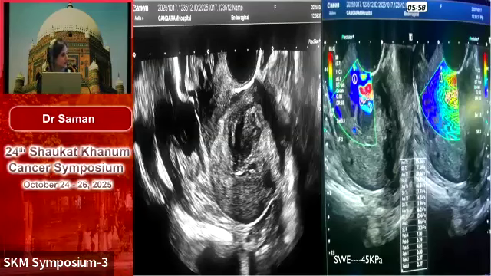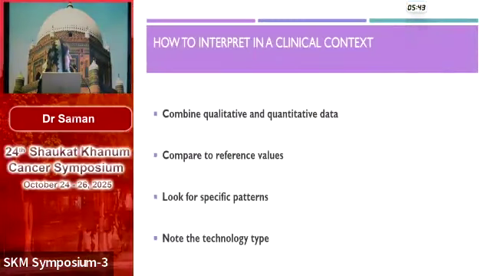So we get some idea of what kind of pathology is going on, although these are the typical cases I've shown you. But most of the time we come across cases, especially with endometrial thickening, that we cannot clearly say based on the morphology alone what is going on, as most of these patients are presenting with PV bleeding. So in the clinical context, we cannot just rely on strain wave or shear wave elastography findings. We have to interpret our B-scale images, the routine transvaginal ultrasounds. We have to compare to the reference values, look for specific patterns as we have discussed, and be aware of what kind of technology we are using.